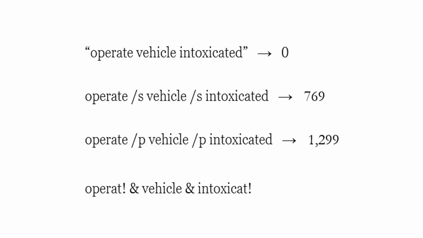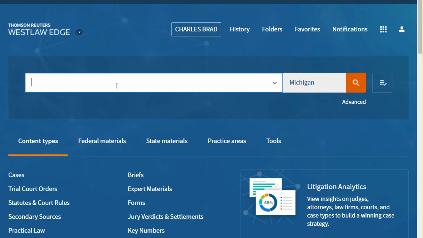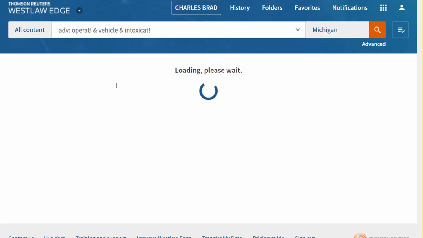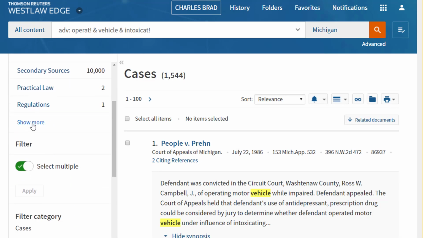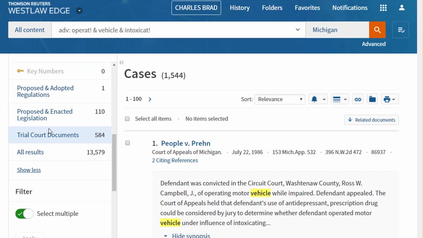What do you think is going to happen now? If we add the ampersand and we're adding in the root expander, this is just getting nuts. You do this kind of search if you've got like nothing. You're not finding any law, so you're really expanding things out. And so that gets us to 13,579.